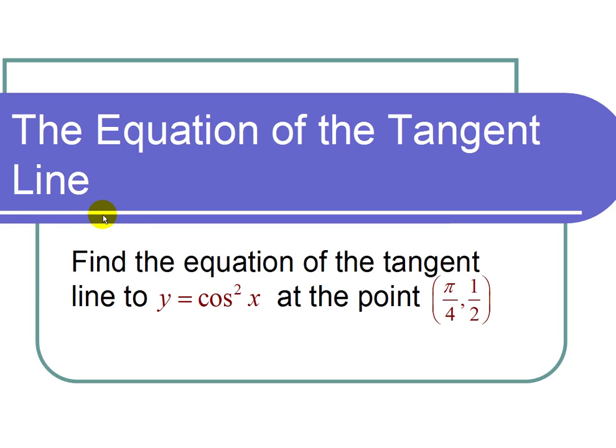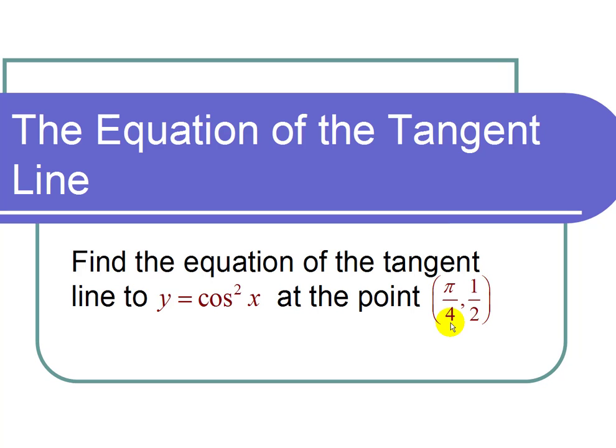This is a video on using the chain rule and finding the equation of the tangent line. The question states, find the equation of the tangent line to y equals the cosine squared of x at the point pi over 4, 1/2. So to find the equation of the tangent line, we have a point, we need the slope, and the slope is the derivative evaluated at the point.